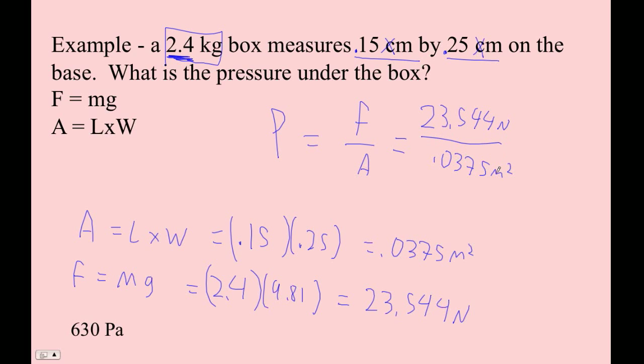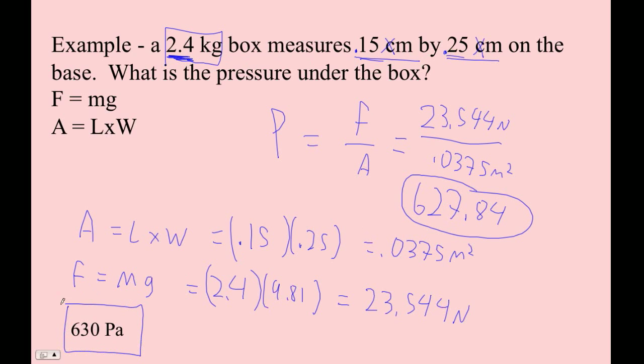So divide that by 0.0375. The answer that I'm getting is 627.84. But now the question is, how many sig figs? I guess we have 2 and 2 and 2, so we have to have 2, which is 630 pascals. Pascals is spelled, yeah. Pretty cool, huh?